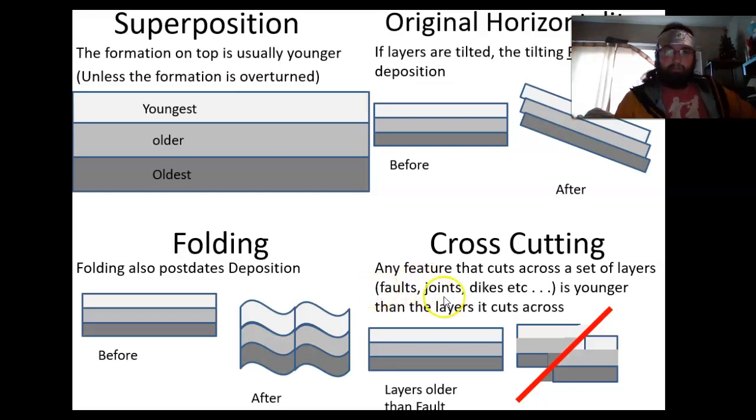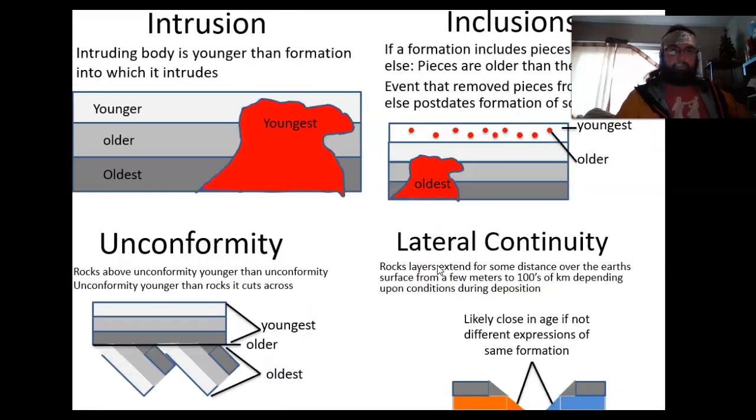So the fifth rule here is intrusions. If you see an intrusive body, it's going to be younger than everything that it's coming up through. And we'll see this really vividly on March 1st when we climb Calaveras Hill and we see a lava flow that's clearly come up through a bunch of other stuff.